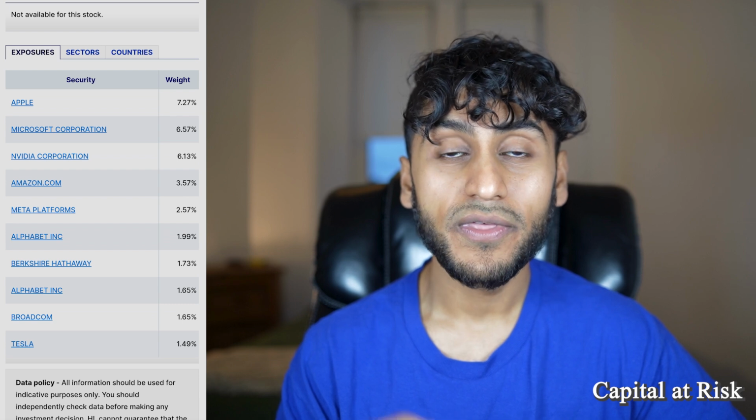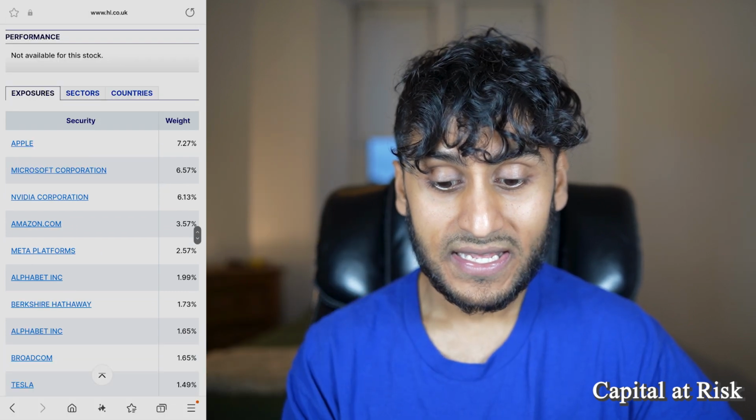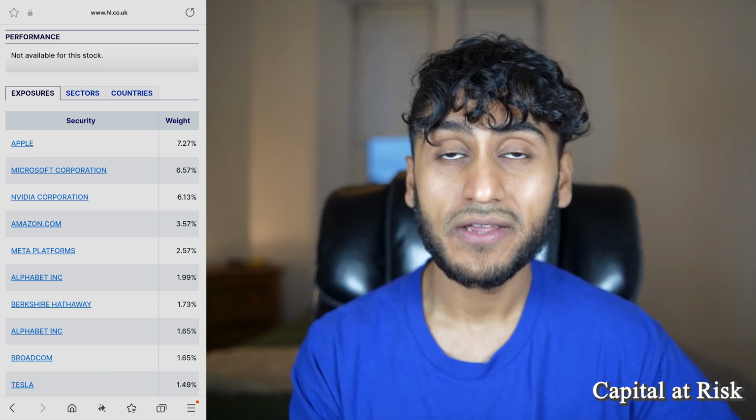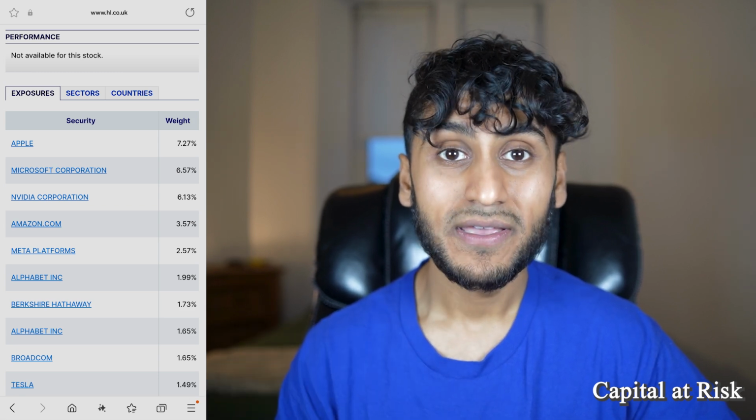If you're wondering what the holdings mean, essentially out of every £100 you'd like to invest, £7.27 will be in Apple, £6.57 will be in Microsoft. It's just a percentage amount of weighting that these companies have in the index.